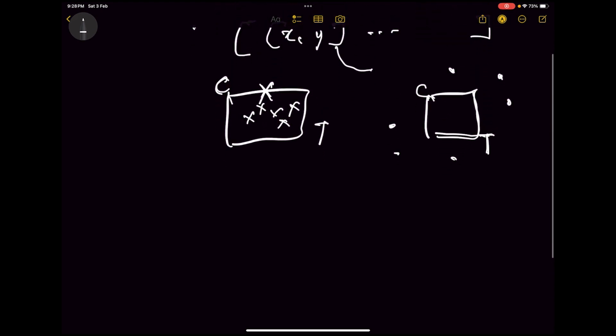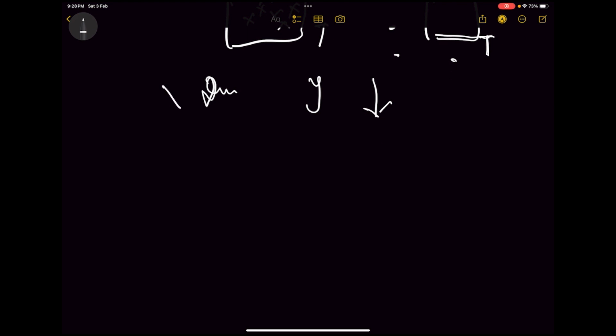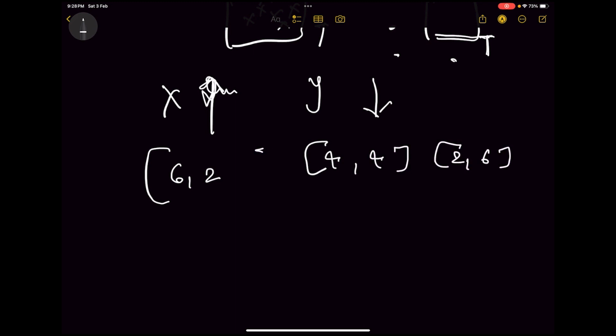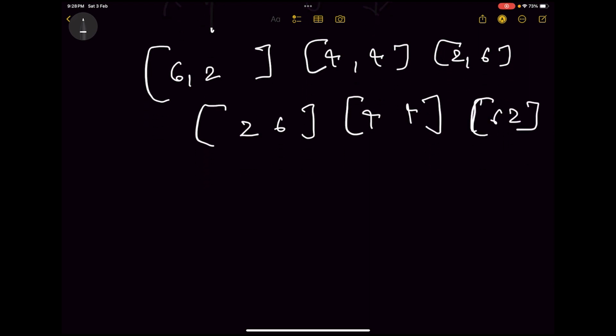Let me sort the array first on the basis of the x-axis in increasing order and the y-axis in decreasing order. So let's take an example from the question itself: (6,2), (4,4) and (2,6). After sorting, what we will get is (2,6), (4,4), (6,2). Now I'll be running a loop, not one, it would be a nested loop. For i, I'm standing over here, and for j, I'll go from i plus 1 to n.